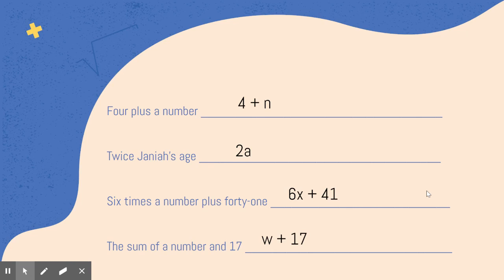And just to review, 4 plus a number has 2 terms. 4 is your constant, n is your variable. Twice Jania's age has 1 term. 2 is your coefficient, a is your variable. 6 times a number plus 41, x is your variable. 6 is your coefficient, 41 is your constant. And then w plus 17, or the sum of a number and 17, I should say, is 2 terms. W is your variable, 17 is your constant, and technically it has a coefficient of 1.